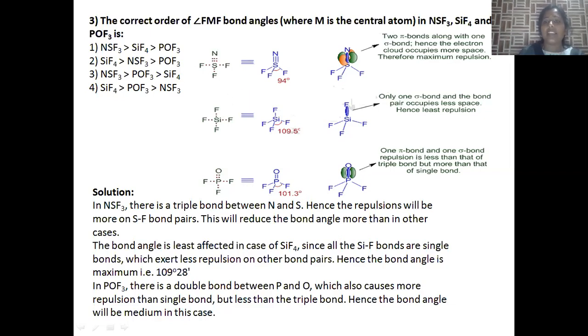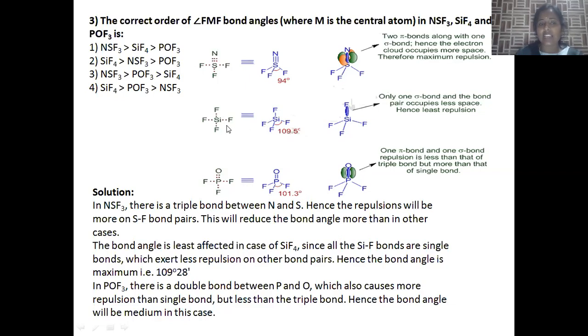This is represented here. In the case of SiF4, it is a tetrahedral structure and all single bonds are present in the compound. When we take POF3, a phosphorus-oxygen double bond is there, and the remaining phosphorus-fluorine bonds are single bonds. When a triple bond is present, what happens? A triple bond occupies a large region. Because of that, the remaining bonds will be compressed and their bond angle will be very small. That's the reason why this NSF3 molecule experiences an F-S-F bond angle of 94 degrees, because the triple bond generates steric hindrance and occupies a larger region, and the remaining groups get compressed. In the case of SiF4, it is a pure tetrahedral compound where all the bonds are equally oriented towards the tetrahedral corners. That's the reason why it has a 109 degrees 5 minutes bond angle.